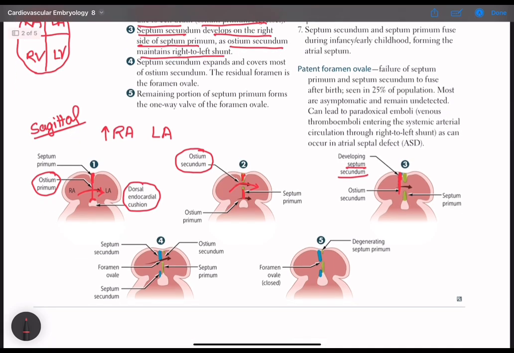Then septum secundum grows and covers most of the ostium secundum, and the remaining opening which still maintains right to left shunt is known as foramen ovale. Septum secundum expands and covers most of ostium secundum. The residual foramen is now called foramen ovale. The septum primum now serves as a one-way valve.